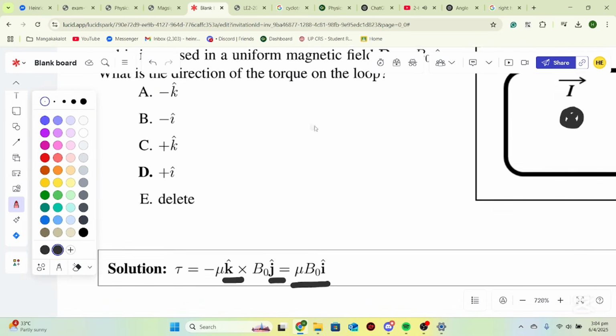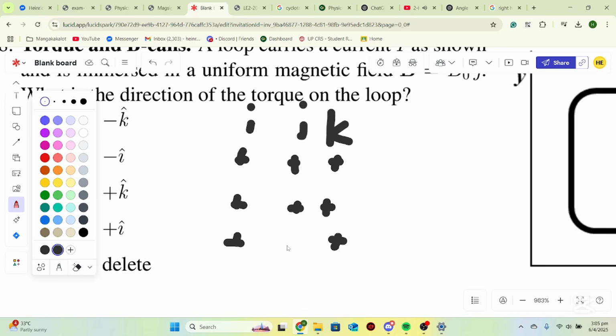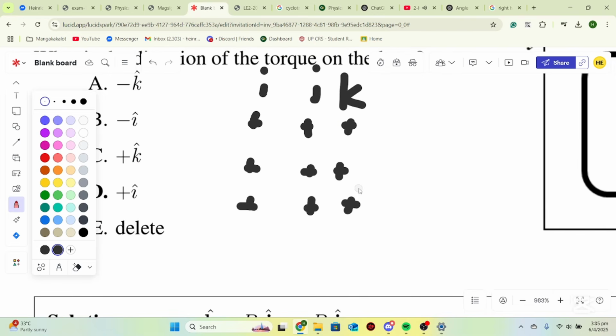Just as a reminder on how cross products work, just in case you don't know: IJK, IJK. If it's I cross J, it becomes K. If it's J cross K, it becomes I. If it's K cross I, it becomes positive J. And if any of them are flipped around, it becomes negative. So if it's J cross I, it becomes negative K. If it's K cross J, it becomes negative I, and so on. So it's just IJ, JK, KI.